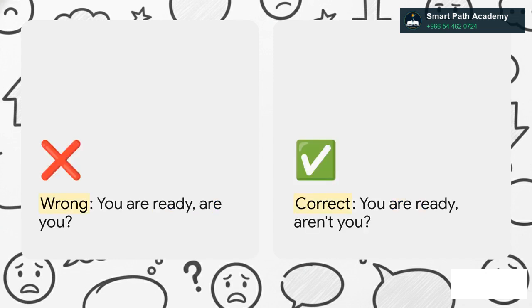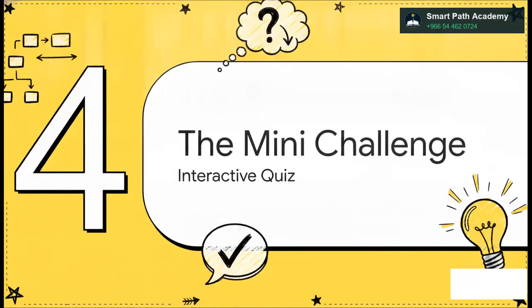So, the crucial point is exactly what we see contrasted right here. Looking back at our opening sentence, you are ready, are you, is flat out wrong because a positive sentence simply cannot take a positive tag. But looking over at the correction, we fixed that exact mistake from the beginning of our explainer. You are ready, aren't you? Positive flipped to negative. All right, Section 4, the mini challenge.